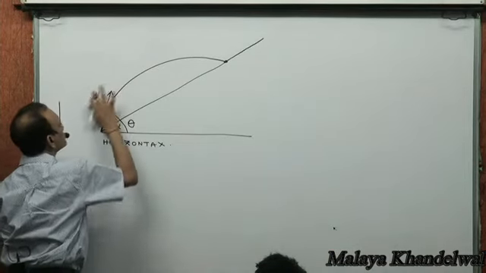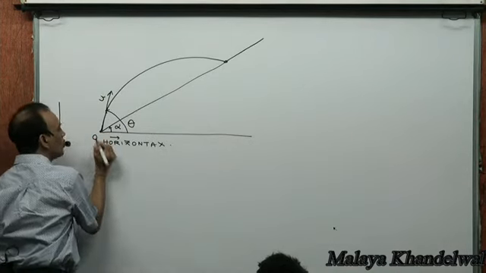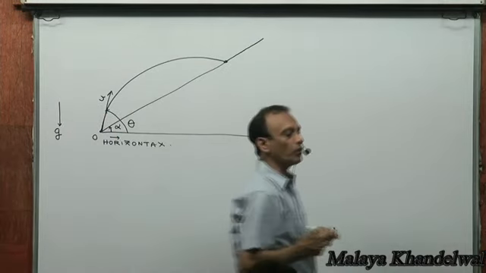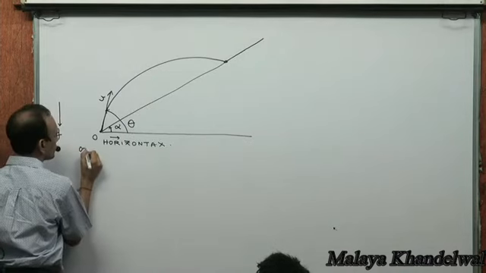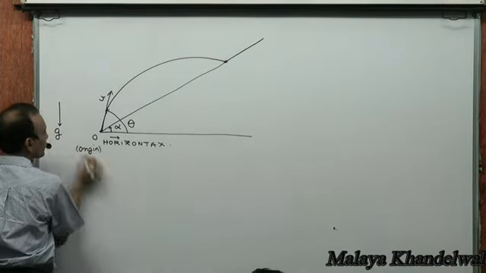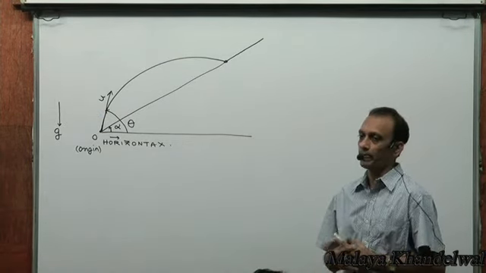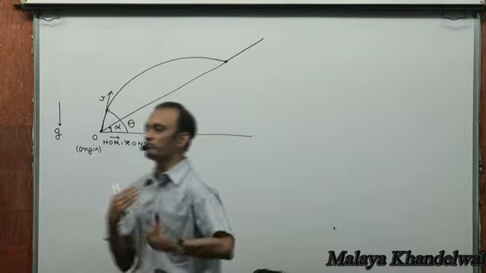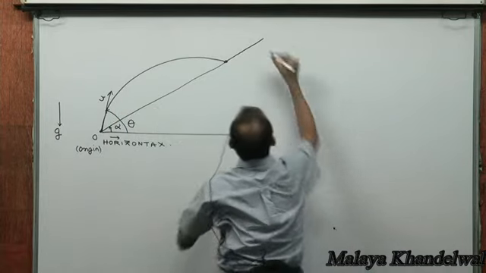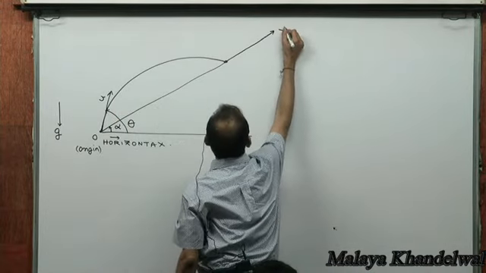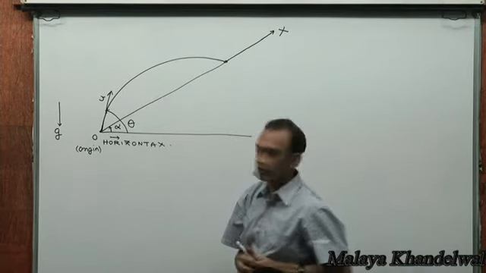Now, let me call this O, the point from where it's launched, the origin of coordinates. And this time what we do is define a new frame of reference. Along the plane we define our x-axis. There is no loss of generality in doing this. We can define the x-axis along the plane, right?